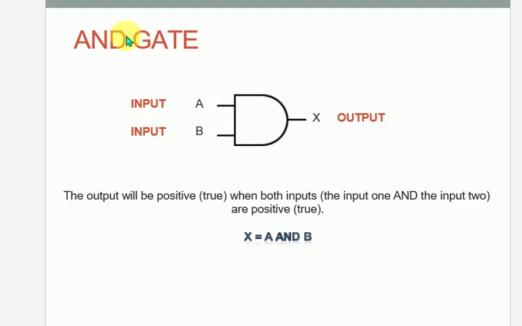Now the AND gate. If both inputs are applied, then the output will be X. The output will be positive when both inputs, the input A and the input B, are positive, true. AND gate means multiplication of two variables. We can see it in the truth table of the AND gate.